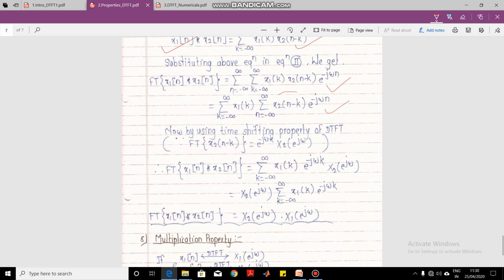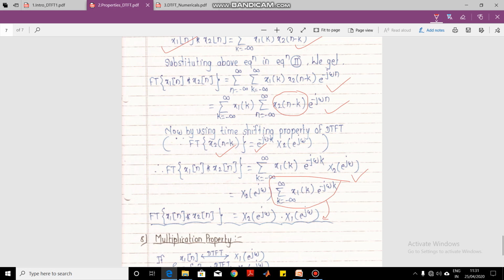Now we can apply the time shifting property which we have just studied in this series. When you apply the time shifting property, I can multiply this X2(e^{jω}) by simply e^{-jωk}, because it is shifted by k samples. Now after substituting this in this equation, you can get here X2(e^{jω}), and this is nothing but your X1(e^{jω}).